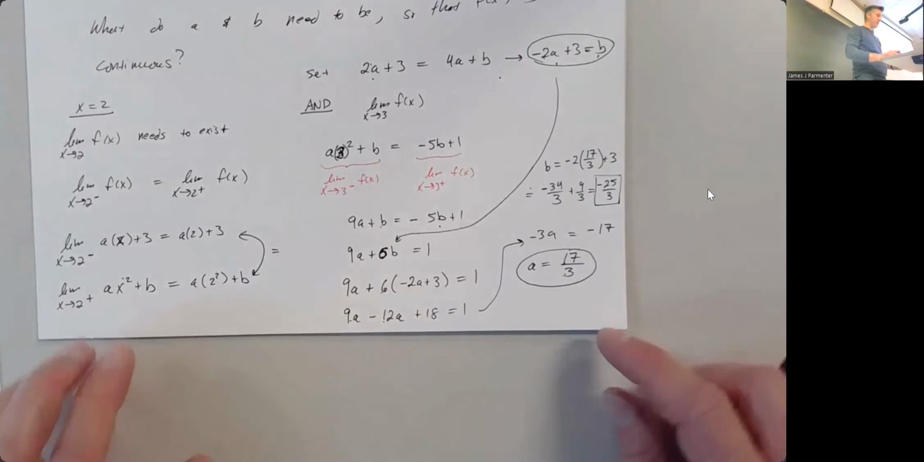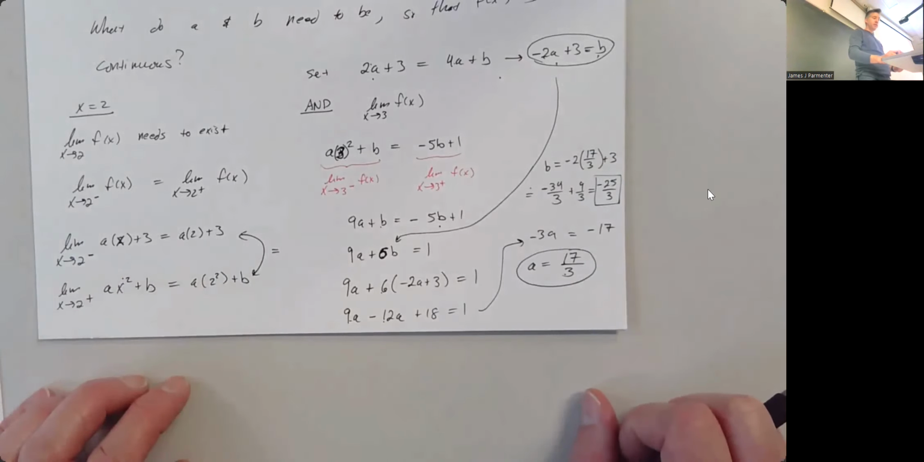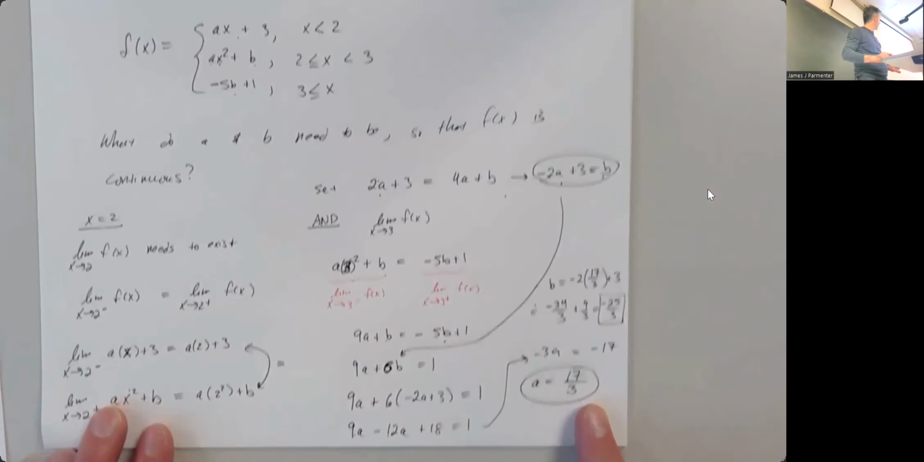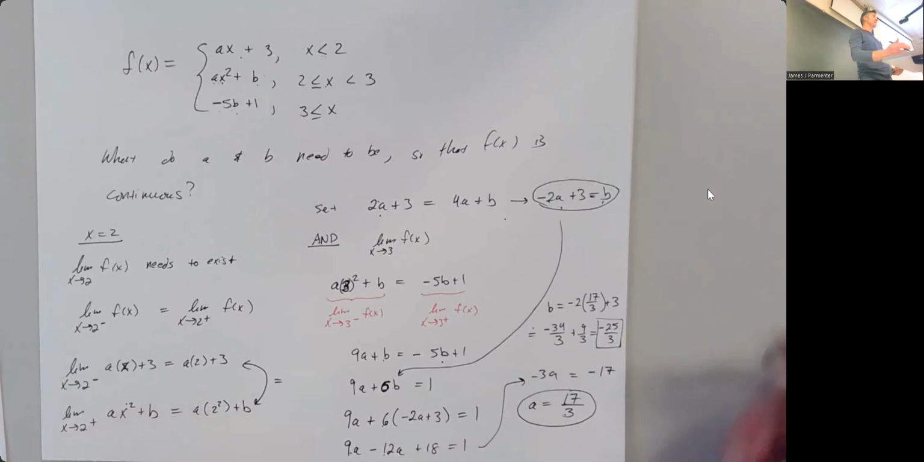So those are the values that a and b would need to be to ensure that this function that we started with is continuous everywhere. Specifically at 2 and 3, but more generally everywhere. This is, I would say, or at least used to be, a popular flavor of continuity question on an exam. Usually the numbers would be a little bit nicer maybe, but this is not an unreasonable question for someone to ask.